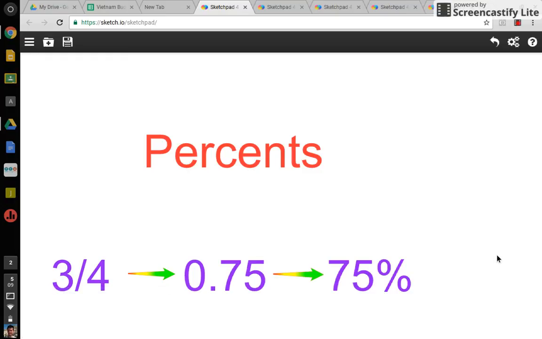Boys and girls, today we're going to be talking about what are percents and how do you find them. If you have watched our previous video and you've seen how we find decimals, then finding percents is very, very easy. So let's go ahead and get started.